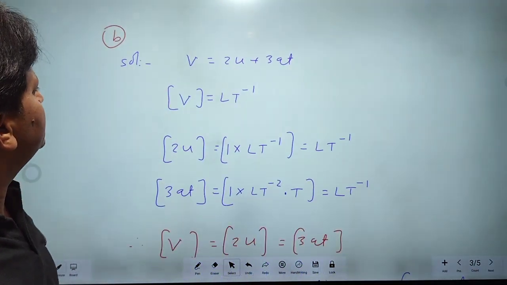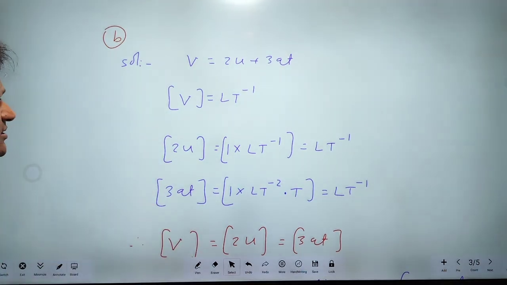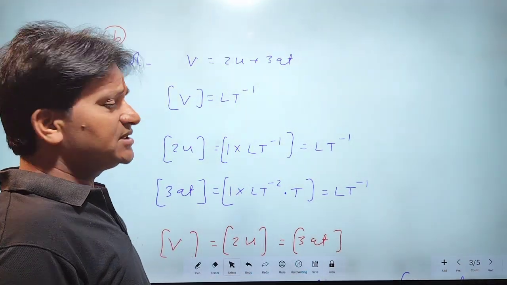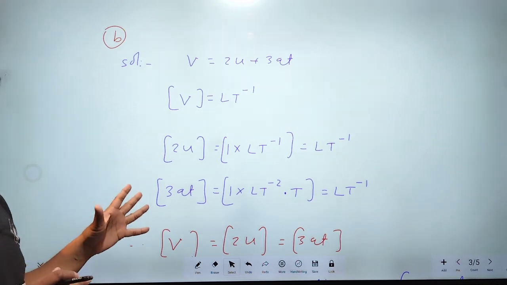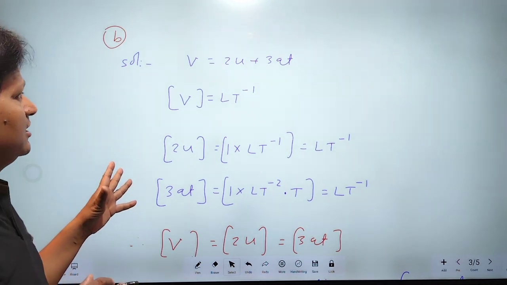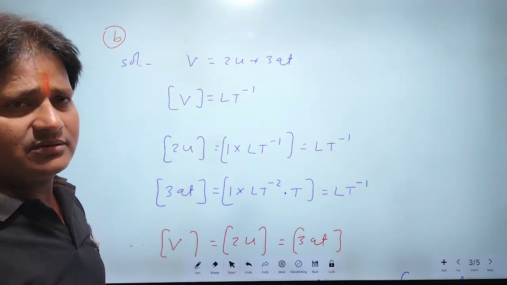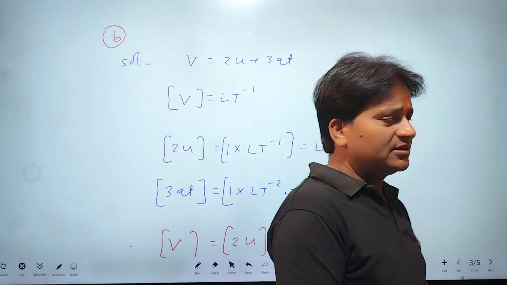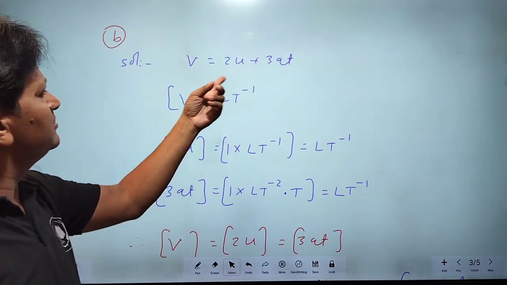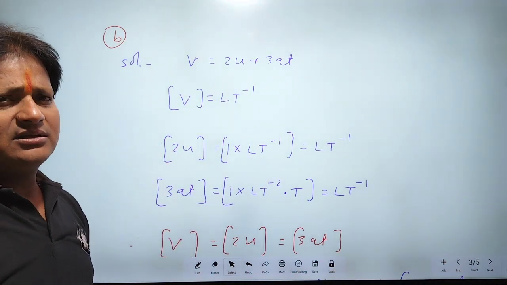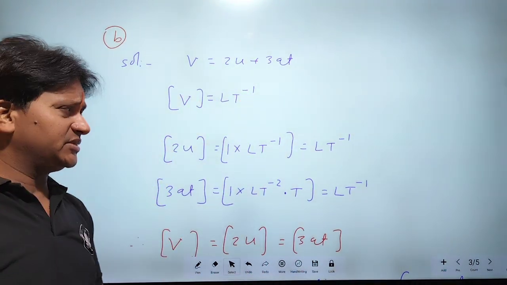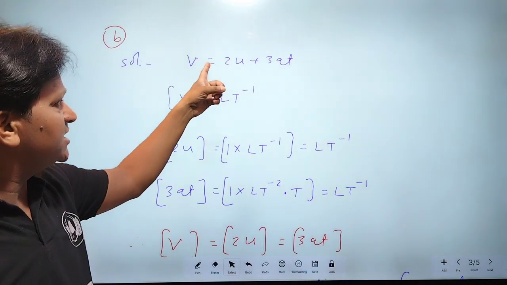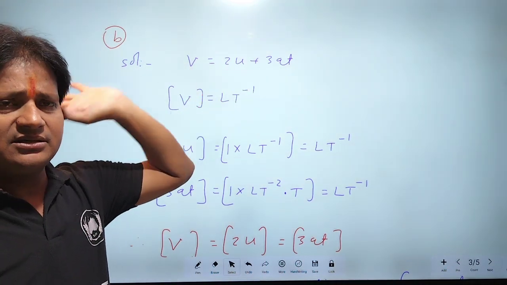Now I am going to check this equation. In a similar way, you can check here. First of all, I am observing how many terms there are in this equation. There will be three terms. This is the first term, second term, and this is the third term.